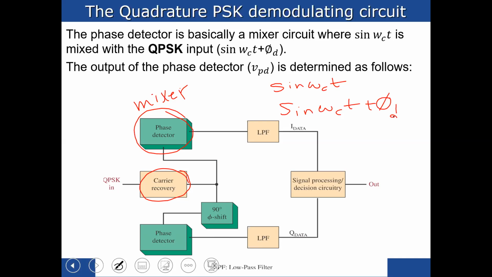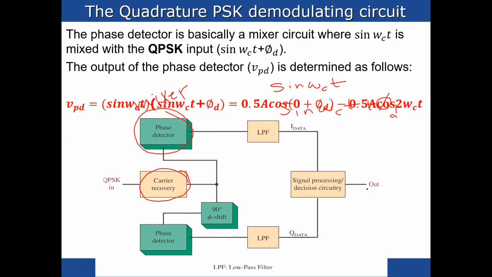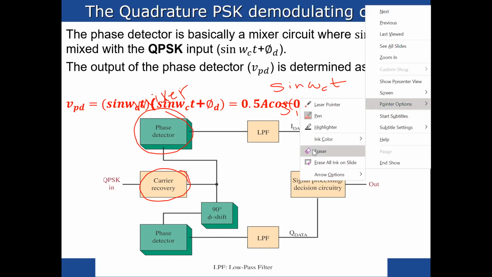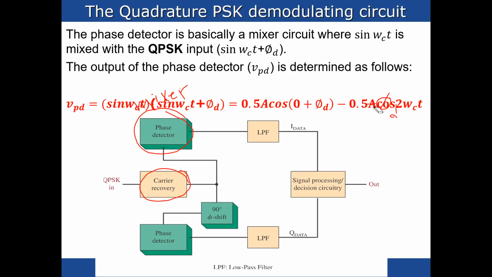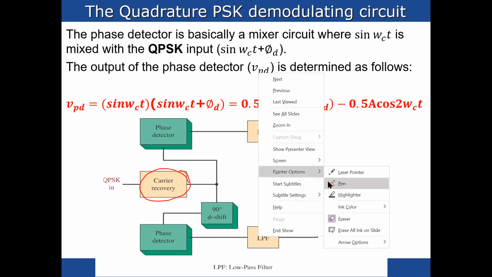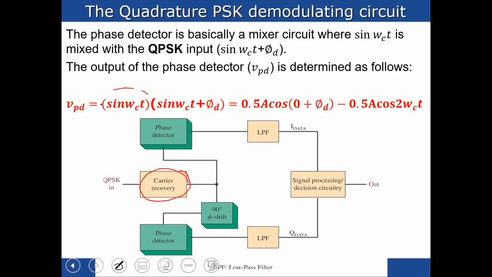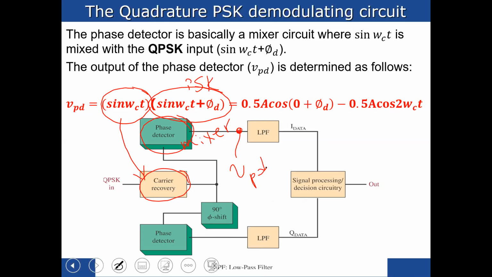So the output of the phase detector is determined by what we call VBD, which is this relation here. Let me erase a little bit so you can see the equation. Okay, let's go back to my pen. As I said, this is coming from your carrier recovery, and this is your phase shift keying modulated signal. They're both passed through the mixer, and you receive this output. The output at this point is VBD, which is half A, the amplitude, cosine phi D minus 0.5 A cosine 2 omega CT.